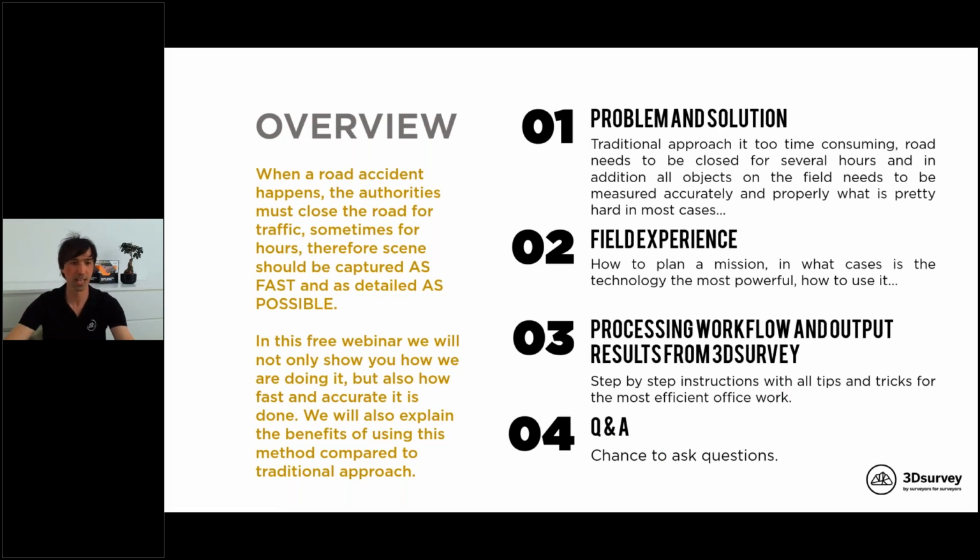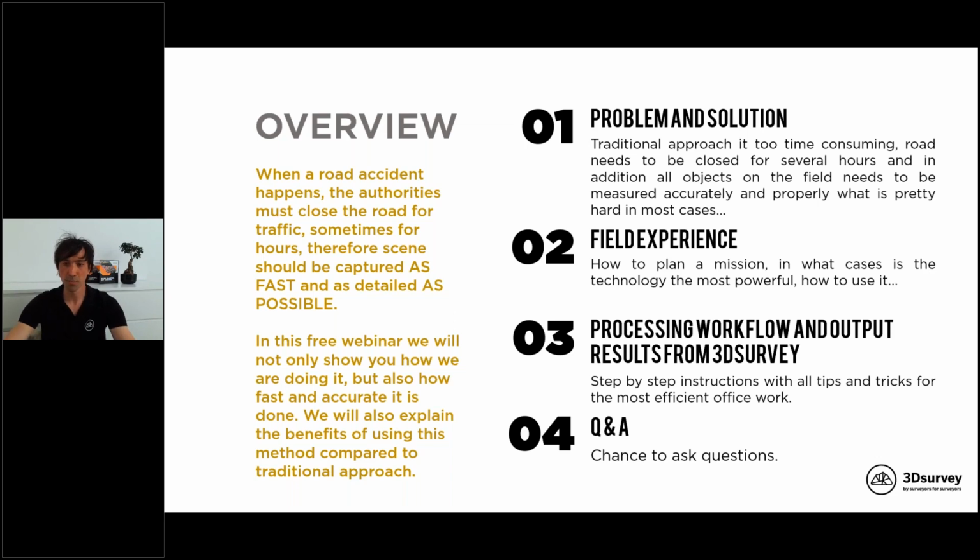What we are going to see today is accident mapping. When a road accident happens, the authority must close the roads for traffic, sometimes for hours. Therefore, scenes should be captured as fast as possible and as detailed as possible. Maybe you already know a bit more of this technology, but it is a pretty strong technology for really quick data acquisition, to gather a lot of data and process it later in the office. In this free webinar, we will not only show you how we are doing it, but also how fast and accurate it is done.